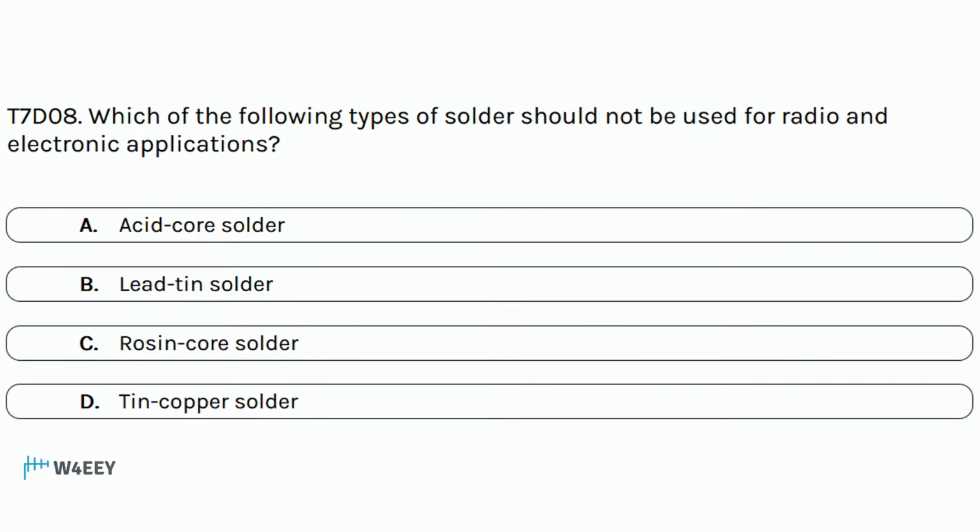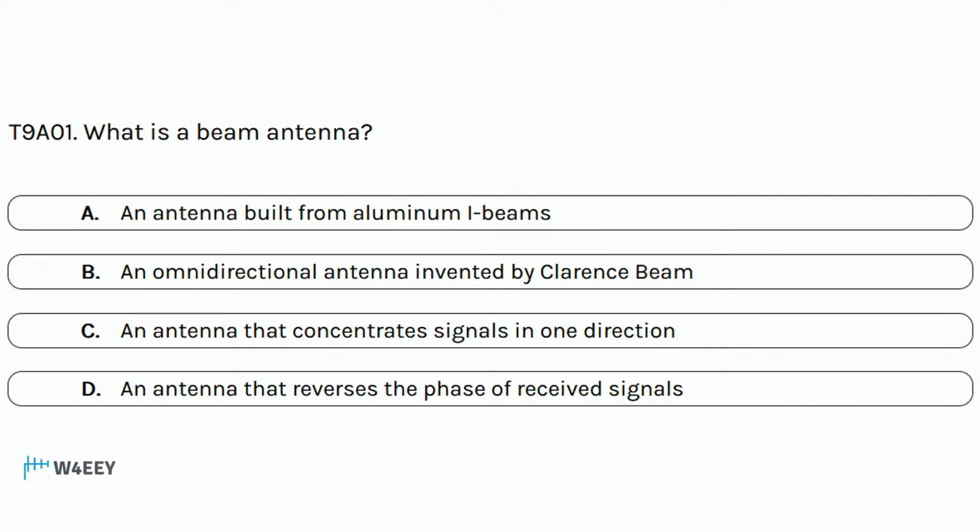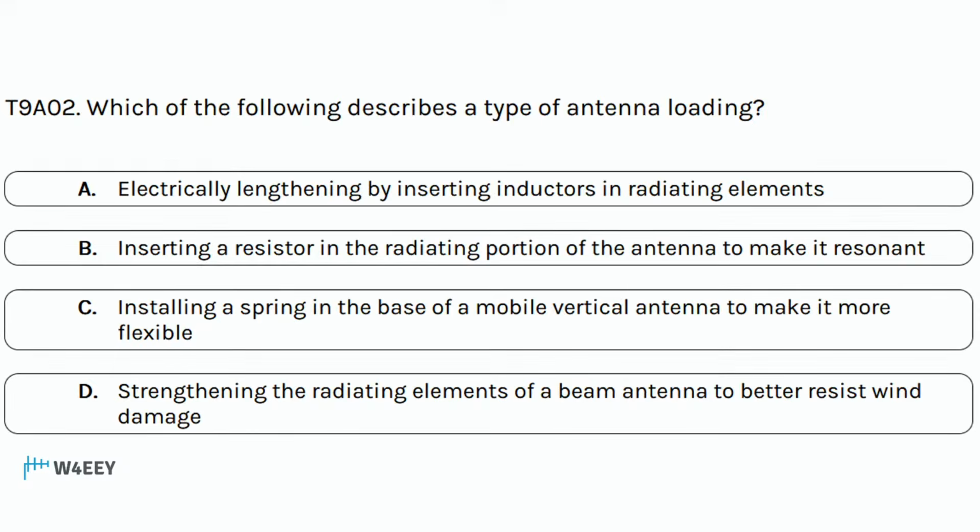And which of the following types of solder should not be used for radio and electronic applications? A, alpha. Yeah, acid core solder. It'll eat right through the PC boards. And what is the characteristic appearance of a cold tin lead solder joint? Charlie. A cold solder joint, a rough or lumpy surface. And what is a beam antenna? Charlie. It's an antenna that concentrates signals in one direction. And which of the following describes a type of antenna loading?